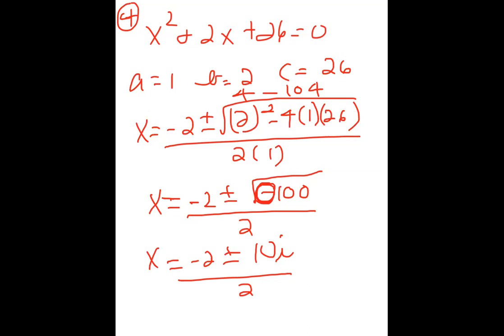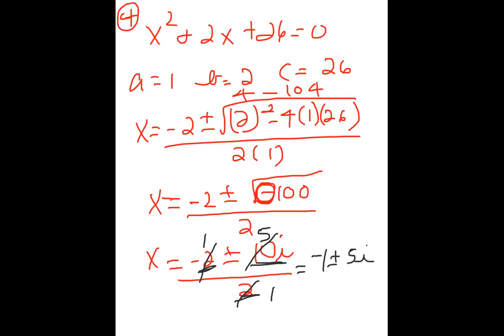No, you got to simplify this one. So what you will notice is that the negative 2, the 10i, and the 2, they're all divisible by 2. So we're going to divide all of them by 2. So this becomes 1. This becomes 5. This becomes 1. So this will simplify to negative 1 plus or minus 5i.